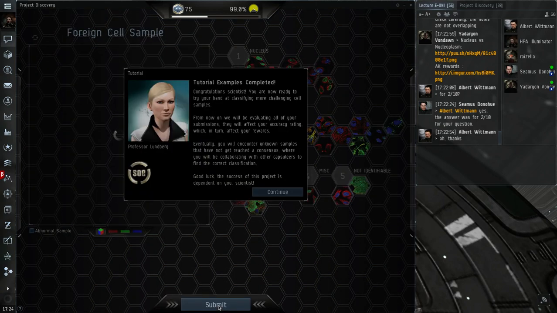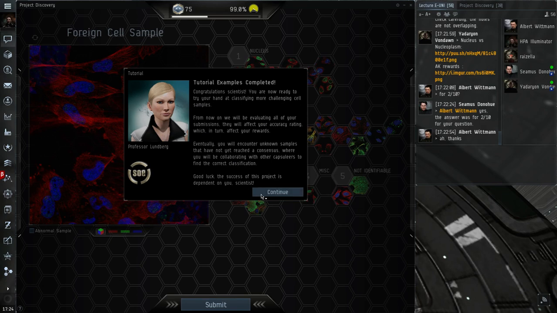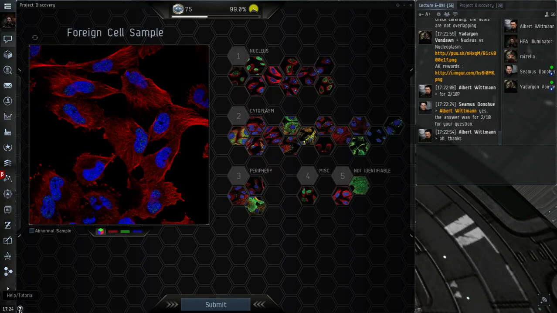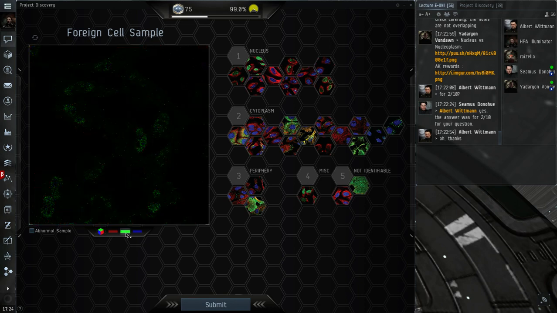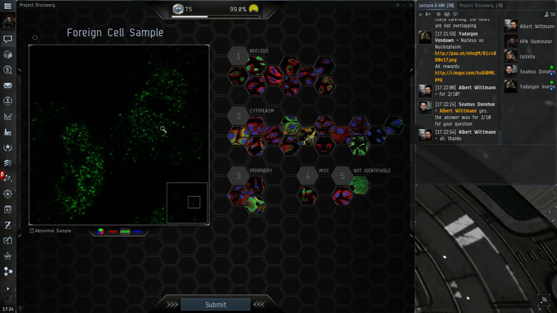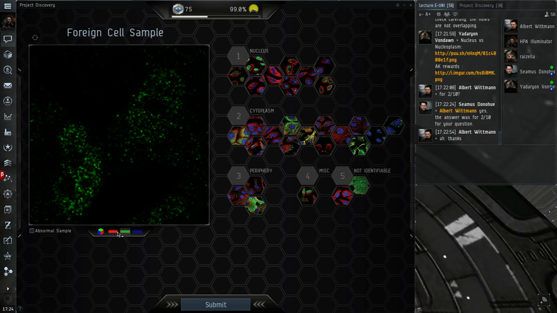So we're done with the tutorial. You can always go back to it from the question mark in the bottom left corner. I'll go back to it. This is a foreign cell sample, which means it's a previously unclassified sample. Just as before, we can look at it, but we don't have an answer to it most of the time. Sometimes there will be control samples that we are injecting to see that you're trying your best and also to help you out.